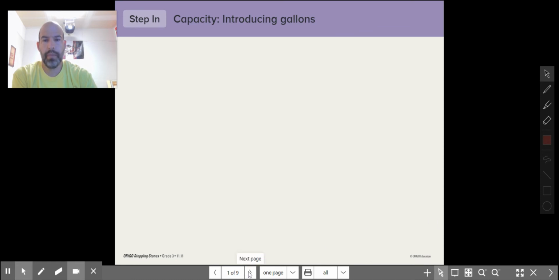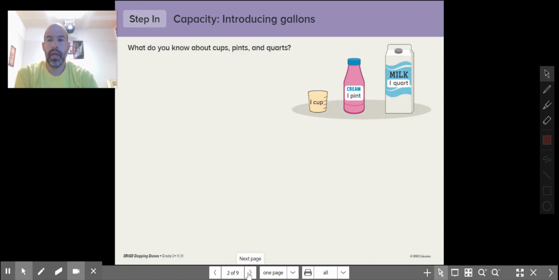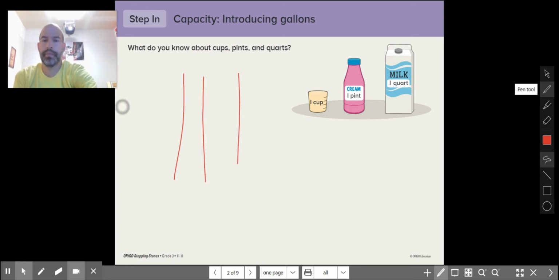Now, in our step in, we have: what do you know about cups, pints, and quarts? Feel free to have a little discussion with your parents about this, maybe your siblings, and you can make a little table if you want, where you would make it into like a 3 column, and you could put cups, pints, and quarts. All right, and maybe list some things that you know about these.